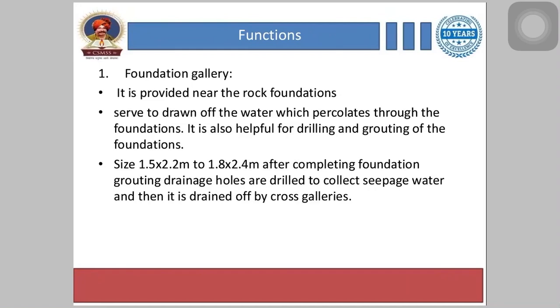This foundation gallery is also known as drainage gallery. It is provided near the rock foundations, and it serves to draw off the water which percolates through the foundation, and it is also helpful for drilling and grouting of the foundation. Sizes are given, and after completing the foundation grouting, drainage holes are drilled, as we have discussed earlier. These holes are drilled to collect the seepage water, and then it is drained off by the cross galleries.